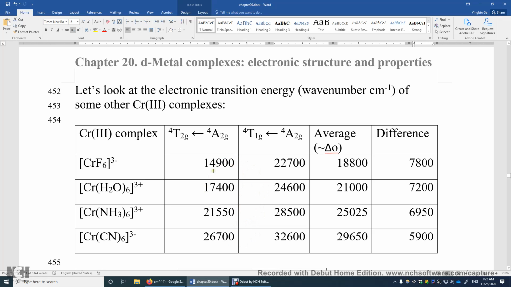Those are also in wave numbers. Again, one wave number is just 1 reciprocal centimeter by convention. I think there's a historical reason for this, why we use reciprocal centimeter instead of reciprocal meter. I think in the old days, people didn't care about using SI units or even using consistent units.